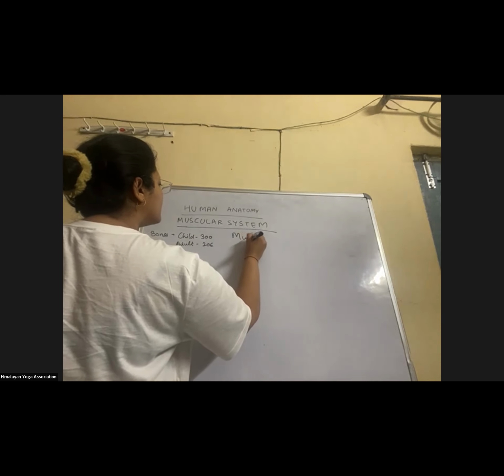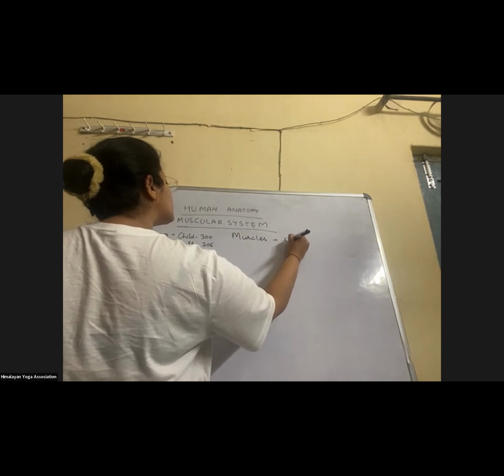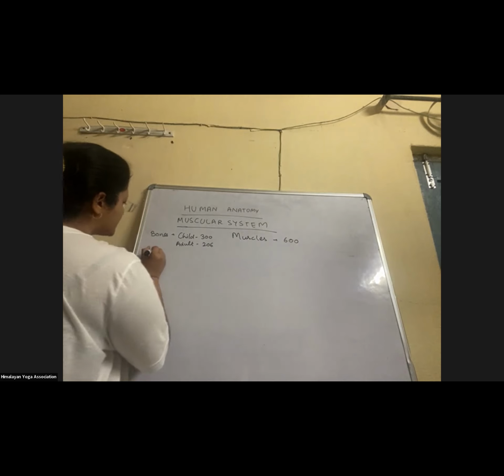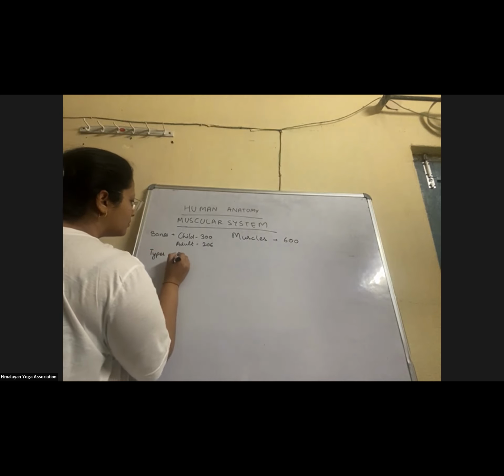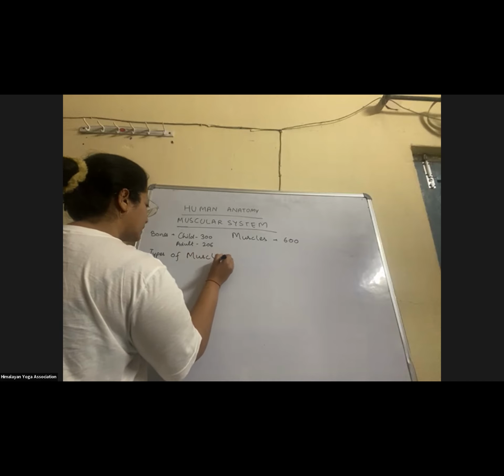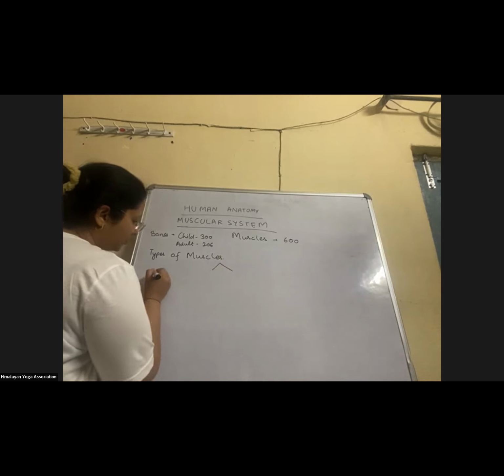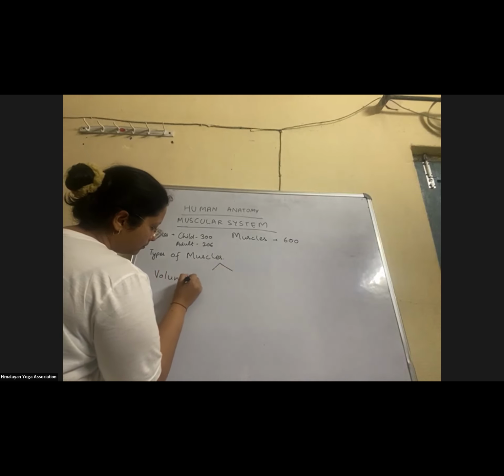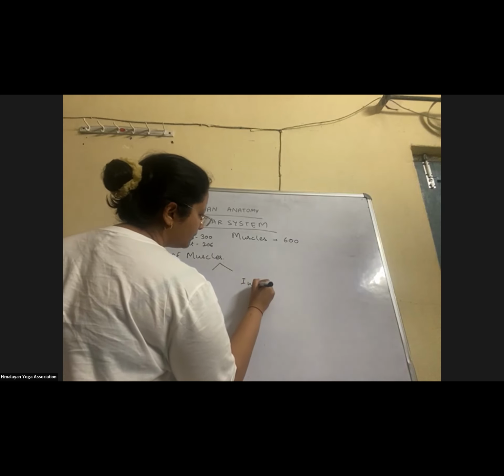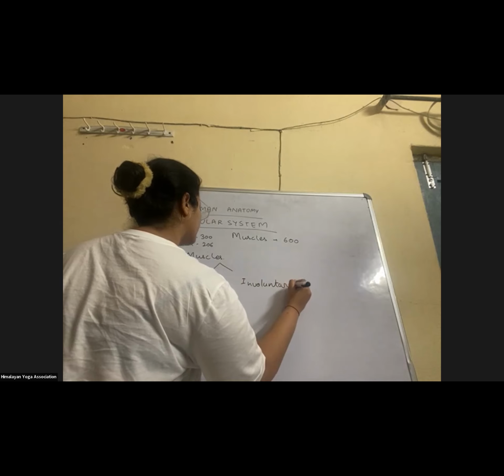Okay, so how many muscles do we have? We have 600 muscles. Okay, so types of muscles. We can categorize them into voluntary and involuntary muscles.